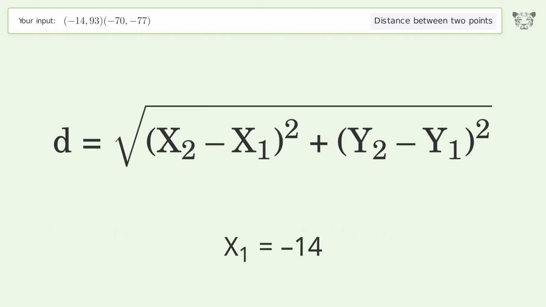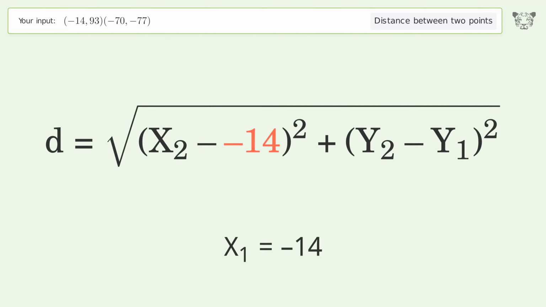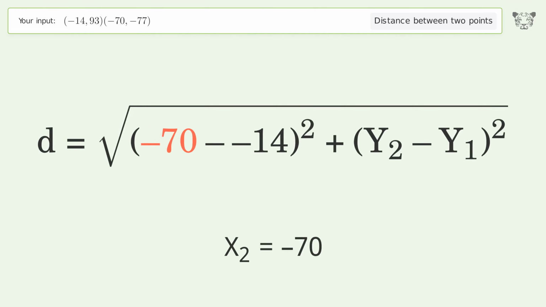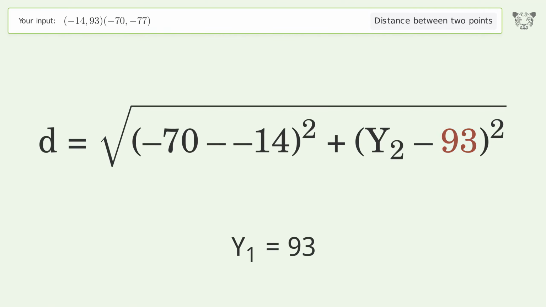x1 equals -14. x2 equals -70. y1 equals 93. y2 equals -77.